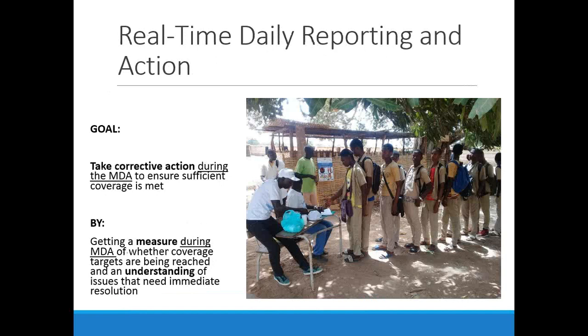So what is the goal of the real-time daily reporting and action? It's really to take corrective action during the MDA to ensure sufficient coverage is met, by getting a measure during MDA on whether coverage targets are being reached, and an understanding of issues that need immediate resolution.